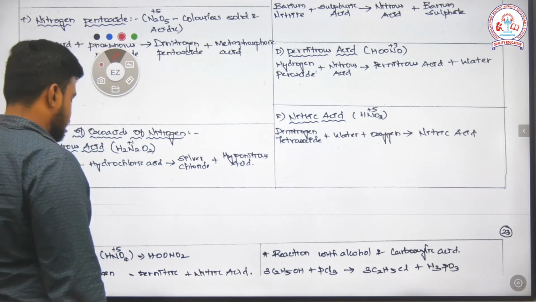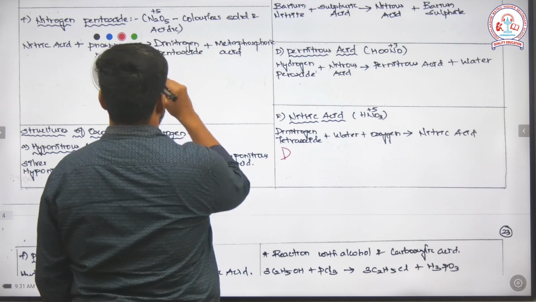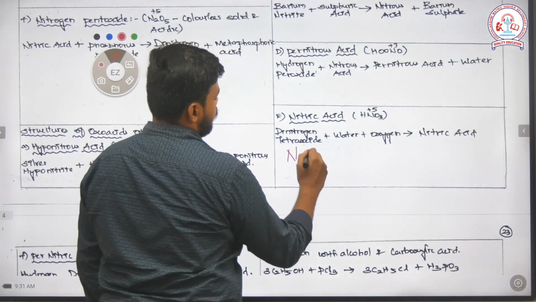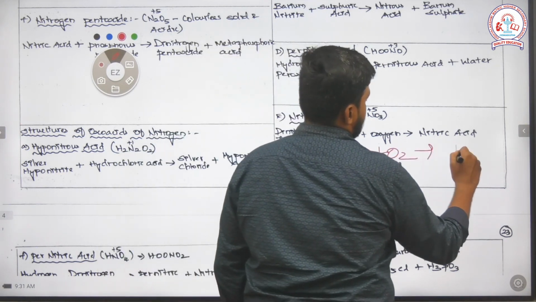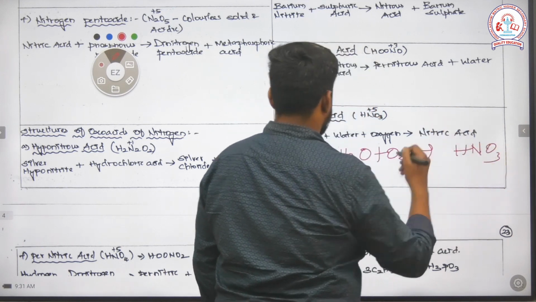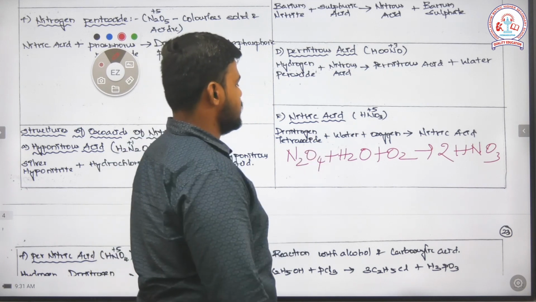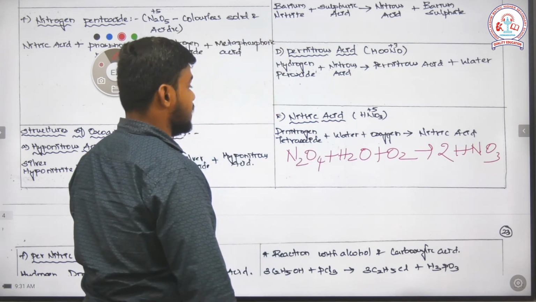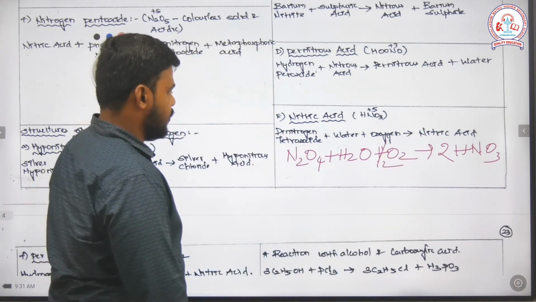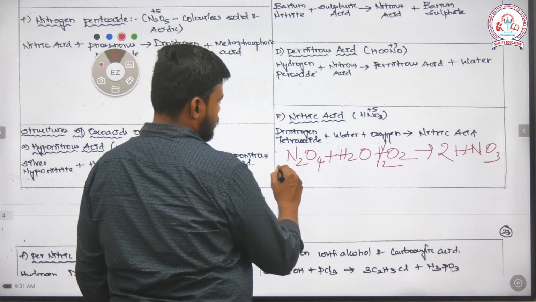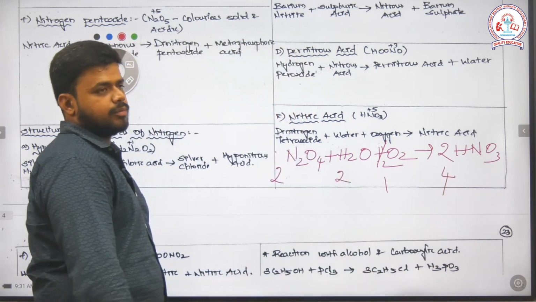The last one includes nitric acid. Nitric acid is prepared from dinitrogen tetroxide, N2O4, reacting with H2O plus O2 to form HNO3. So we need to balance: nitrogen there is 2. If I make it 2, hydrogen is 2, oxygen is 6 plus 1, 7. So if I make it half, then it is fine, or else you need to double the stoichiometry. If you double it, here it turns 2, here 2, here just 1, here 4. So the equation will be balanced.